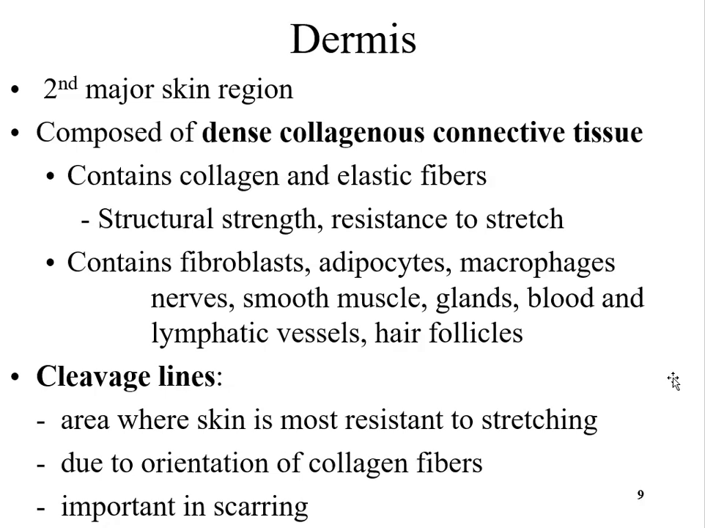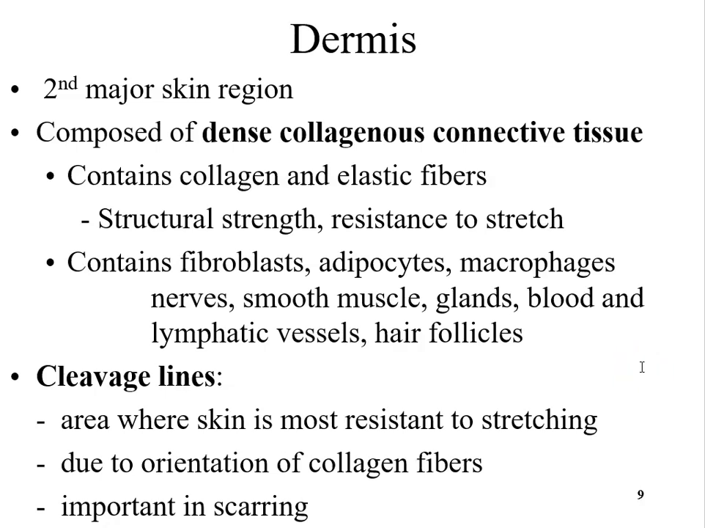Here we'll find fibroblasts to secrete and maintain those fibers, a few adipocytes in the mix, macrophages for immunity, and then also nerves and receptors, sensory receptors, some smooth muscle, some glands of different types, both blood and lymphatic vessels, and then also hair held in hair follicles. So there's a lot of different structures, organs found here.